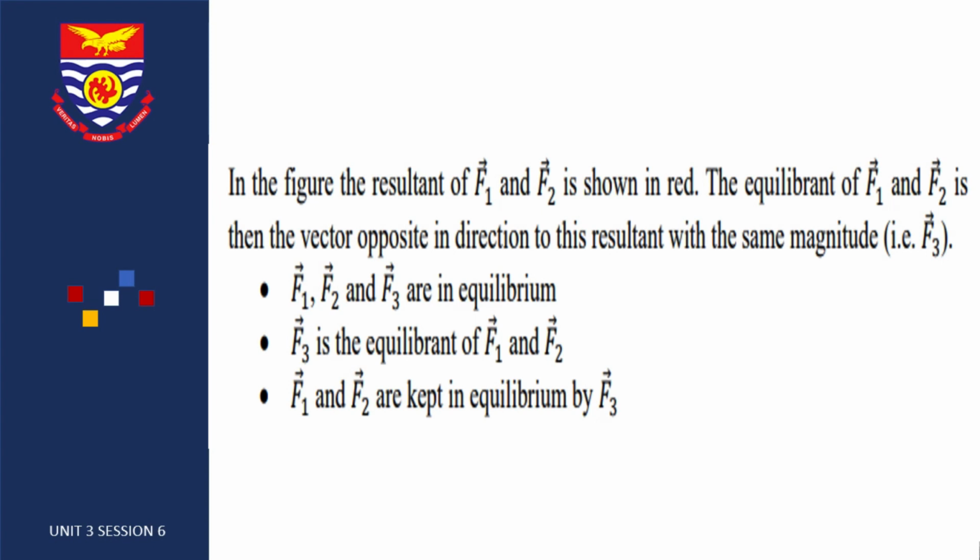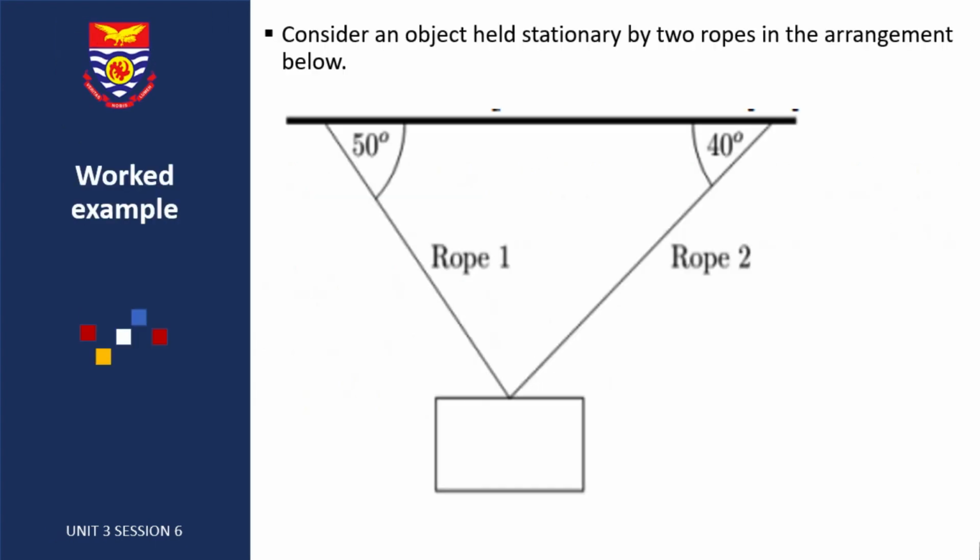And so in summary, we can say F1, F2, and F3 are all in equilibrium. But F3 is the equilibrant of F1 and F2. In other words, F3 is the force that can balance the resultant of F1 and F2. And F1 and F2 are also kept in equilibrium by F3. Now let's look at this example.